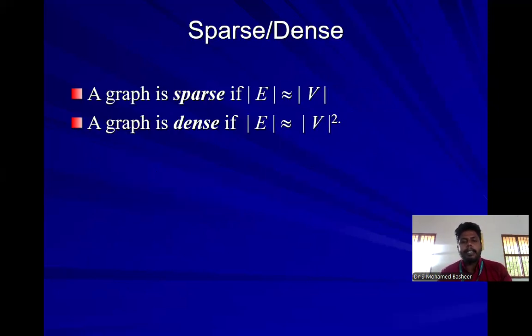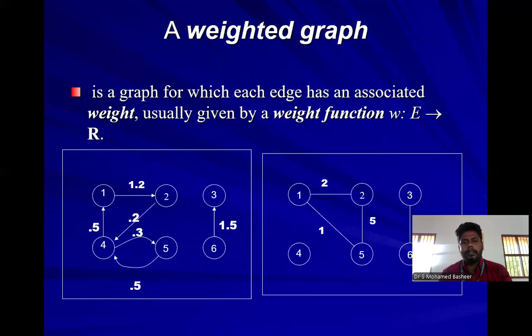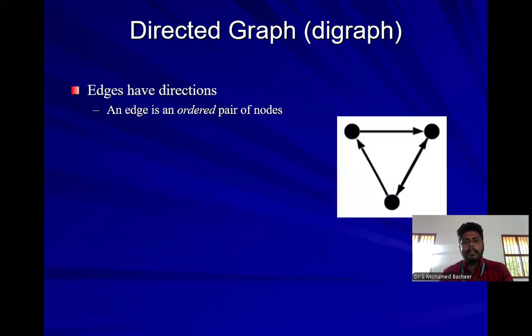Sparse and dense graphs. A graph is sparse if |E| is roughly equal to |V|. It is dense if |E| is roughly equal to |V| squared. A weighted graph. What is a weighted graph? It's a graph for which each edge has an associated weight, usually given by a weight function W from E to R. These are examples of weighted graphs.